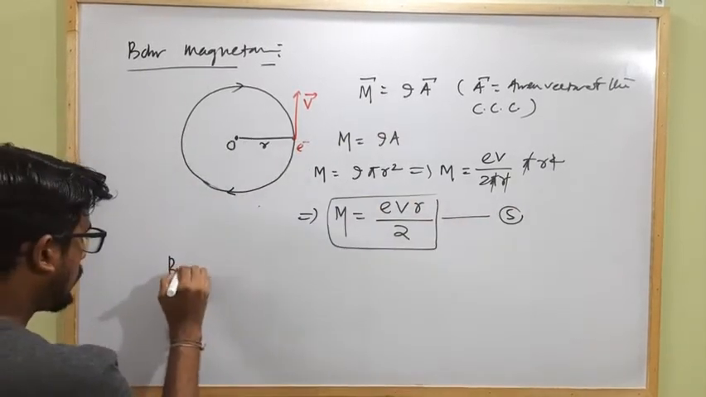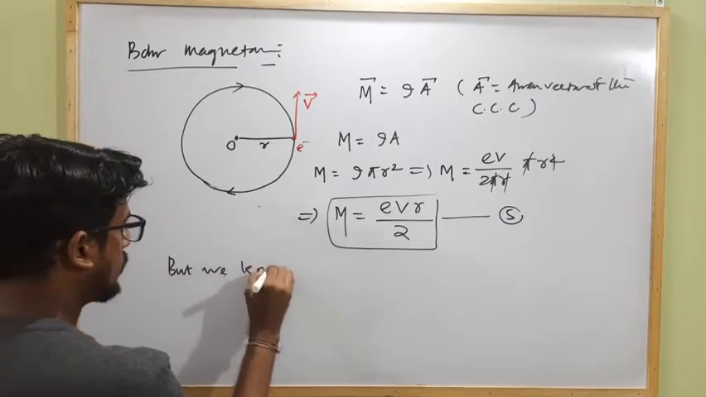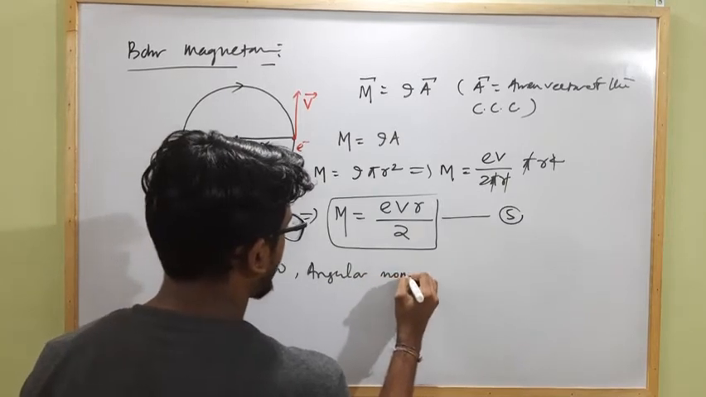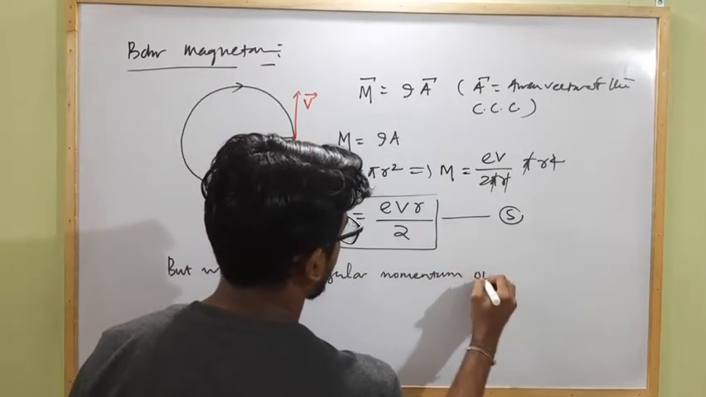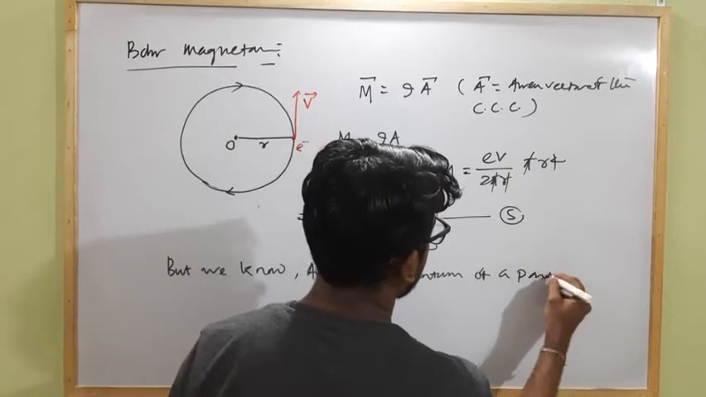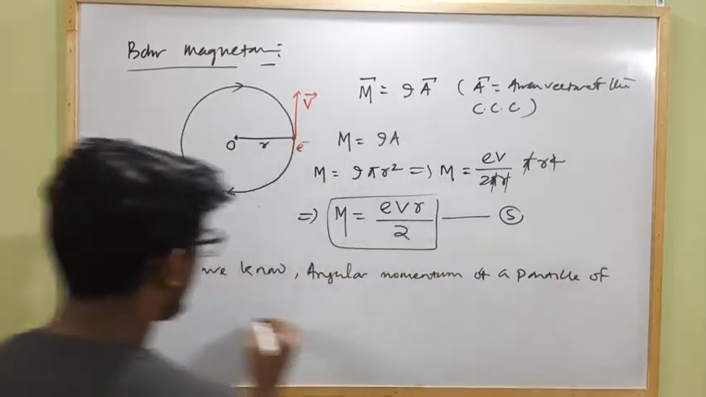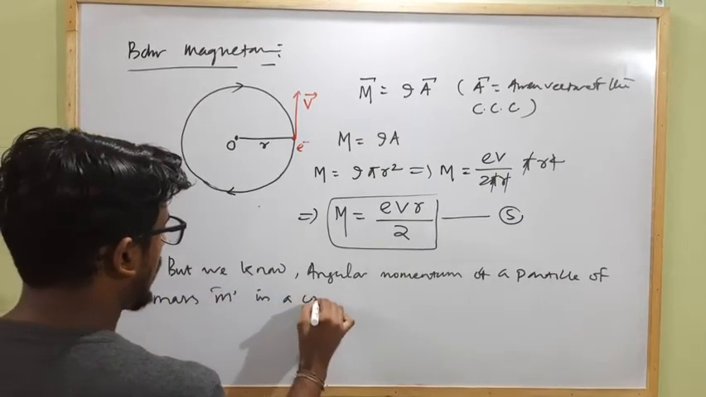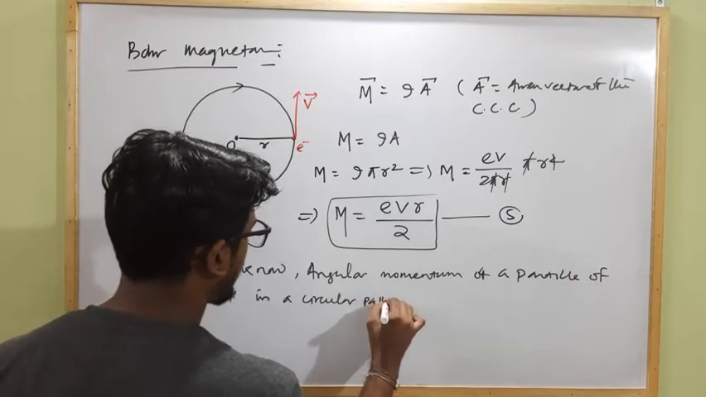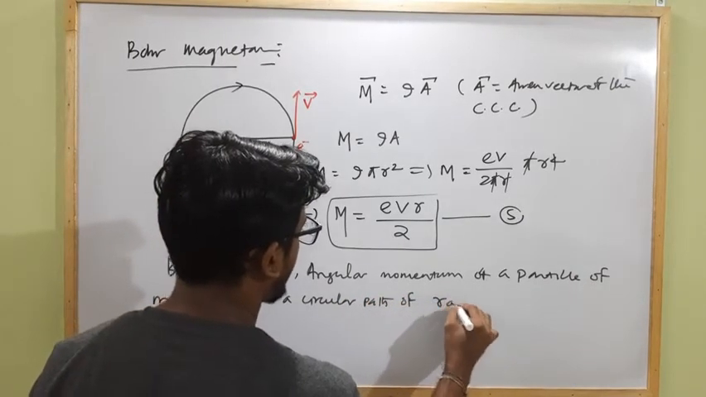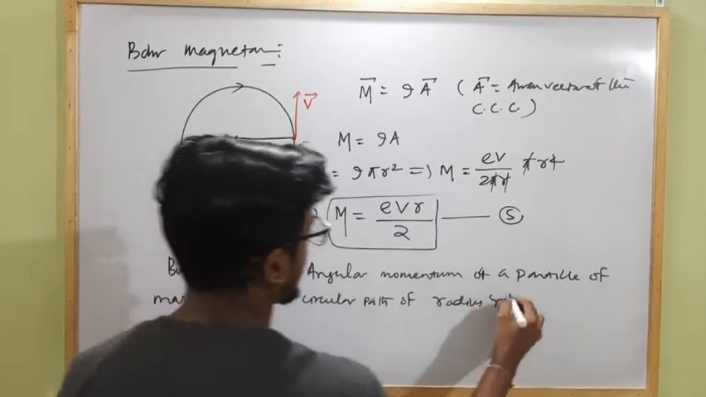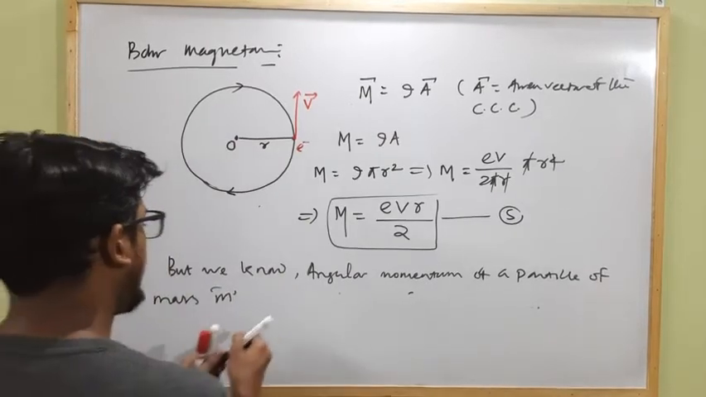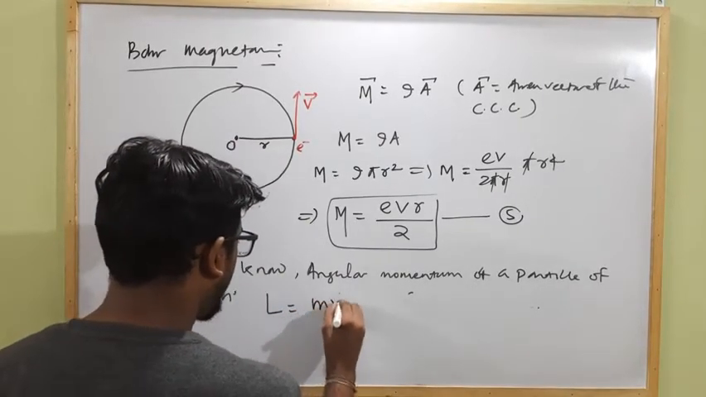But we know the angular momentum of a particle of mass M in a circular path of radius r. Simply, the angular momentum of a particle of mass M can be given as L equal to m v r.